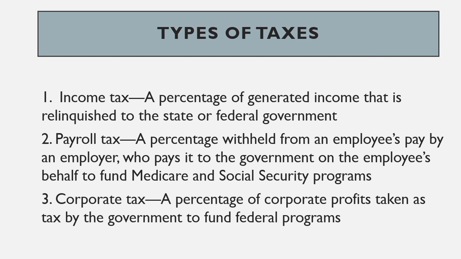The following are the types of taxes. First is the income tax. Income tax is a percentage of general income that is relinquished to the state or federal government. Next is the payroll tax. It is a percentage withheld from an employee's pay by an employer who pays it to the government on the employee's behalf to fund Medicare and Social Security programs.